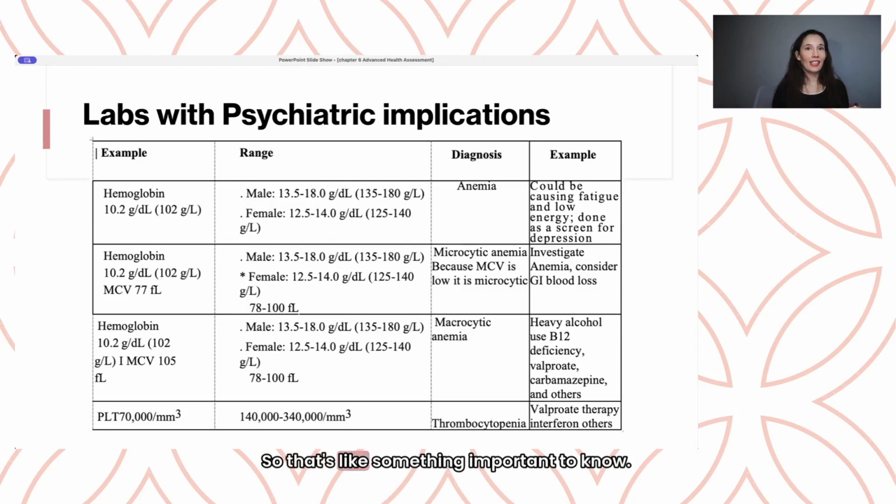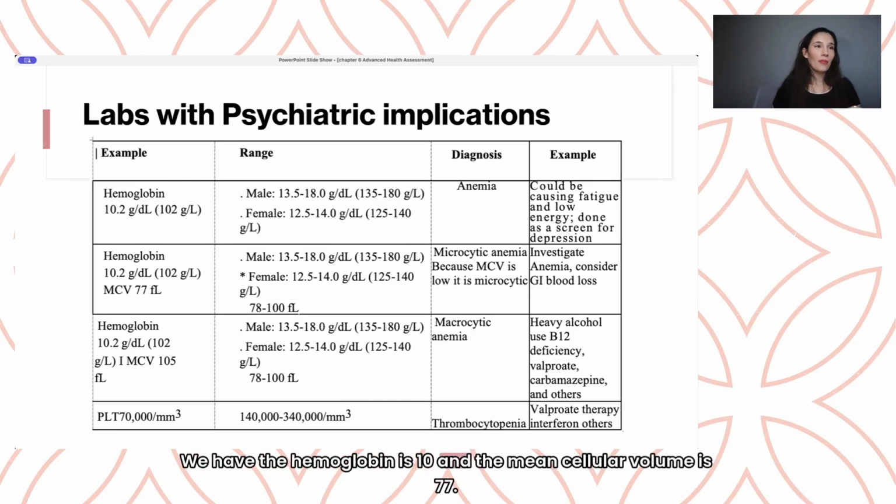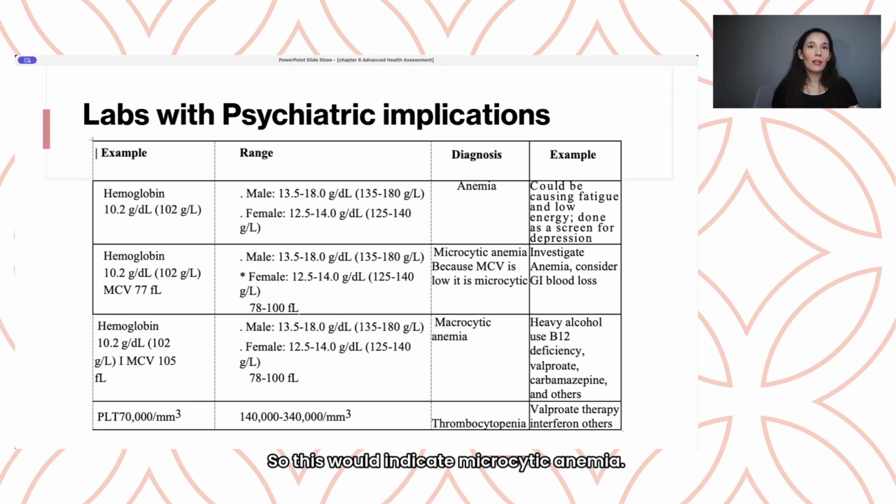So that's something important to know. So again, the next one on our list, we have the hemoglobin is 10 and the mean cellular volume is 77. So this would indicate microcytic anemia. You don't need to remember this.